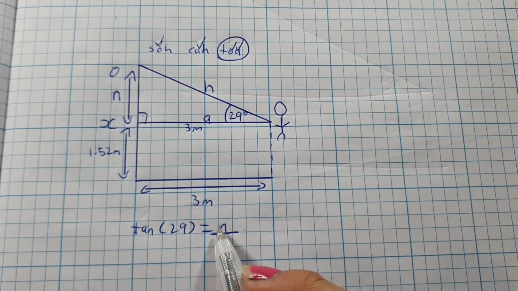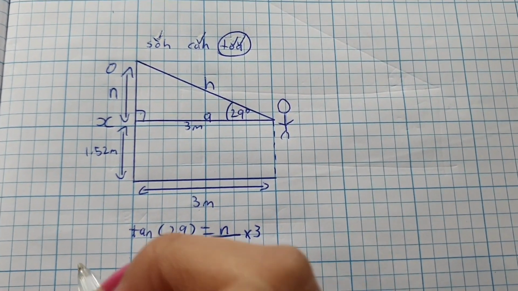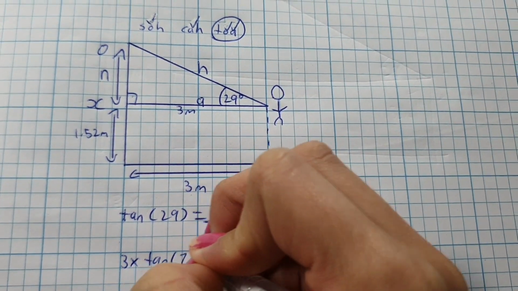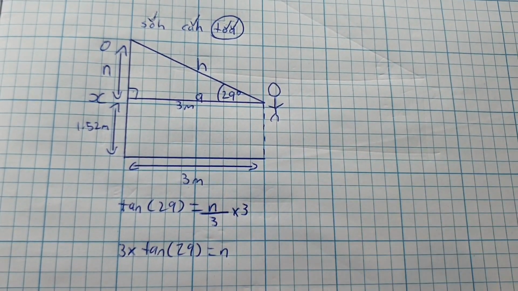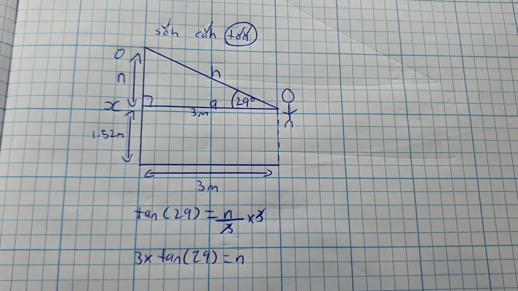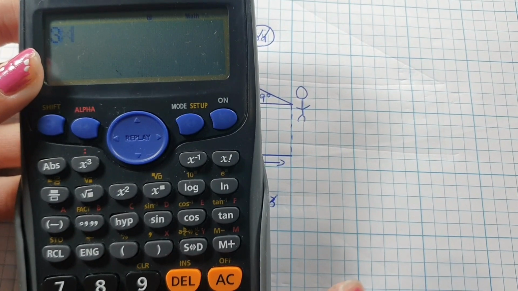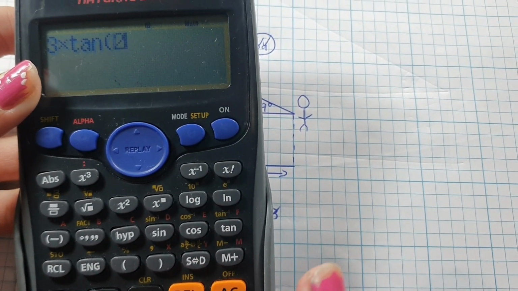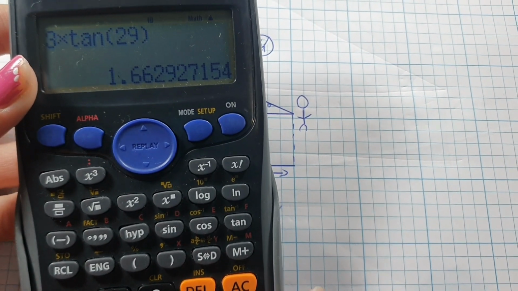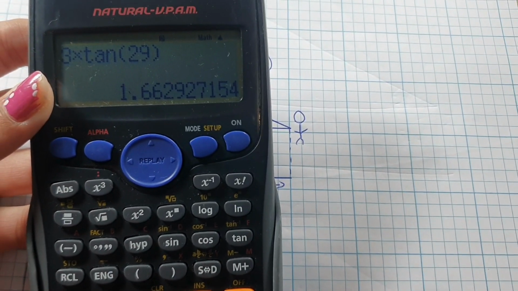We need to isolate n, so we'll multiply this side by 3. And what we do to one side, we must do to the other. So we'll go 3 times tan of 29 is equivalent to n. We know it's n because the multiplication of 3 crosses these two out. Next, we take out our calculator. So first we'll go 3 times tan of 29 degrees, close the bracket, and press enter. The answer is 1.66. But since we went to one decimal place, it'll be 1.7.